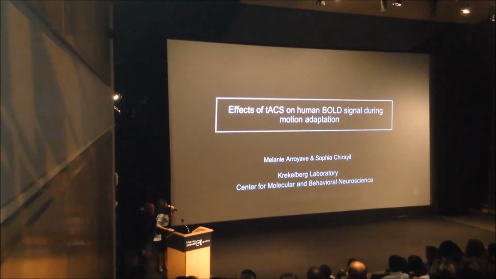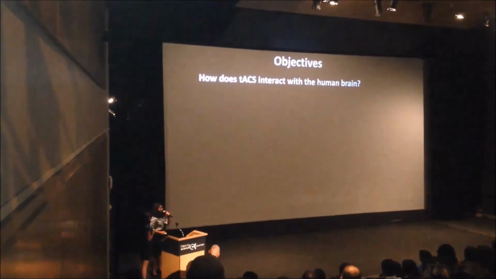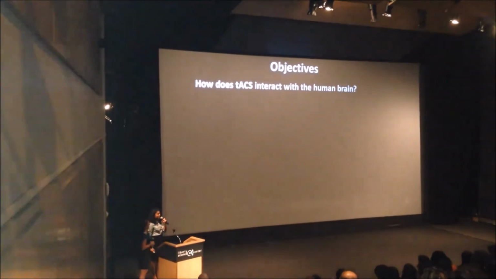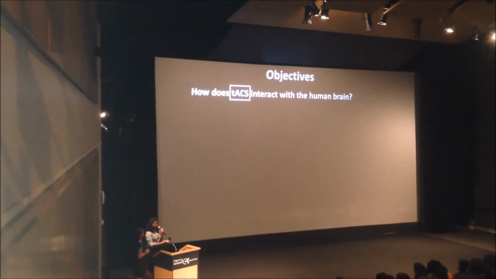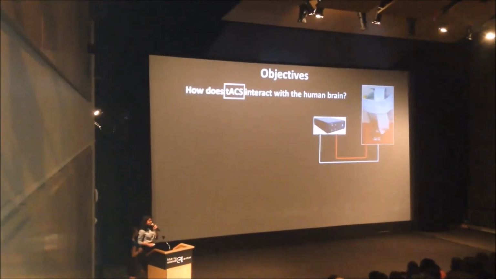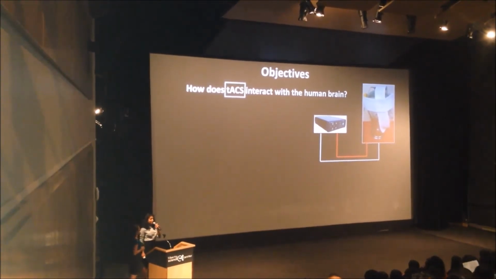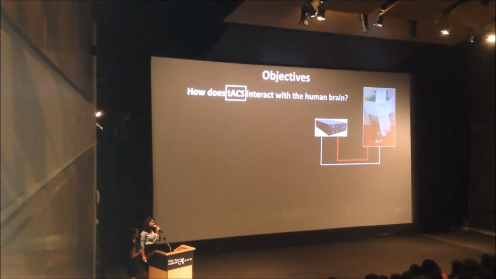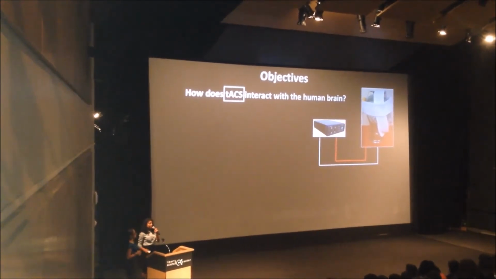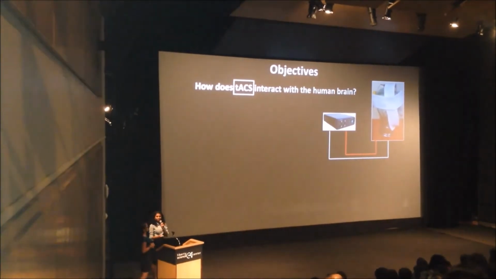Our first objective was: how does tACS interact with the human brain? tACS is transcranial alternating current stimulation. Pretty much, you have a stimulator box that has two wires connected to two electrodes, and these two electrodes are placed on a person's head, and they deliver a low-intensity electrical current to that person's brain.